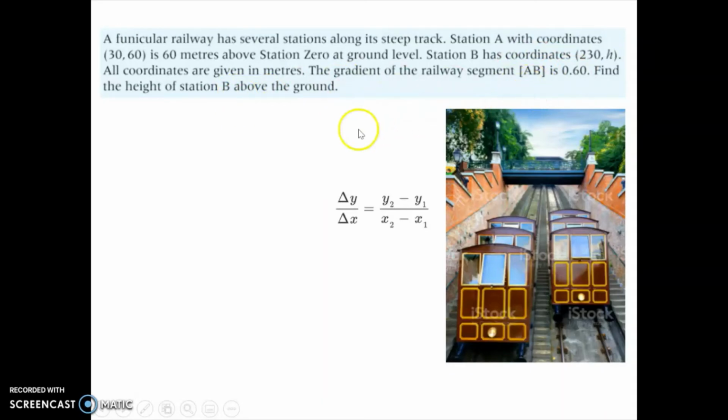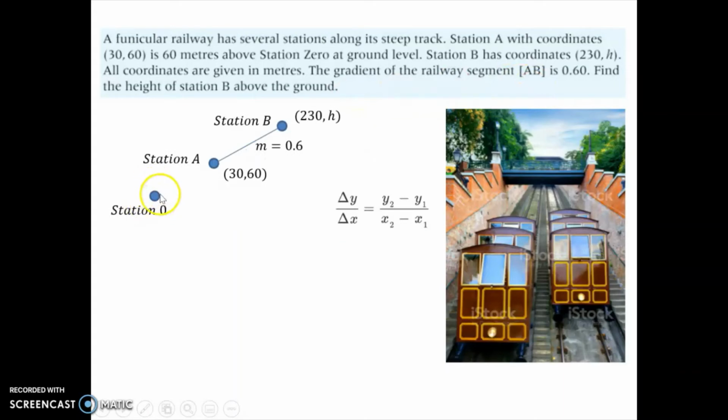All right, so let's see how we can set this up. Here's station 0, it's at ground level. And the funicular is traveling up the hill. Here's station A, we were given the coordinates here. And here's station B, we're told it's at 230 and an unknown value here. And we are also given the gradient for segment AB. So between A and B, the slope is 0.6. Maybe the slope here is different. Maybe the funicular has less of a hill and then more. We don't know, but we know this is 0.6.